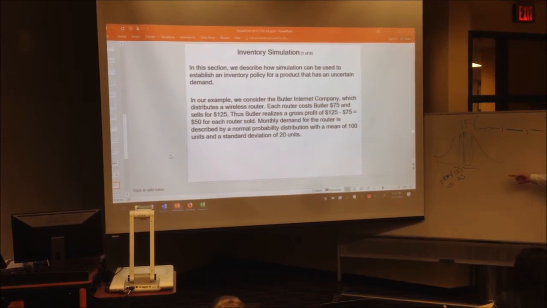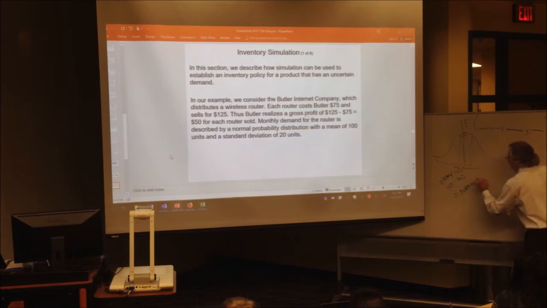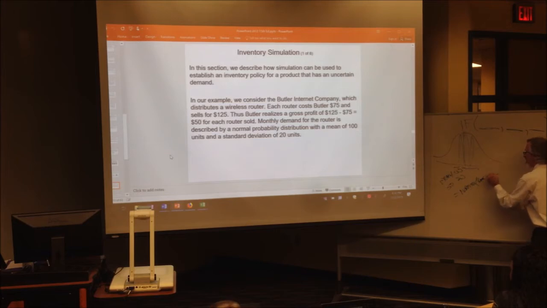As soon as you see a standard deviation, if we were going to simulate this, it would be equals NORM.INV, parenthesis, RAND, parenthesis, comma, whatever the cell location is where the mean is, comma, the cell location for the standard deviation, and then parentheses.